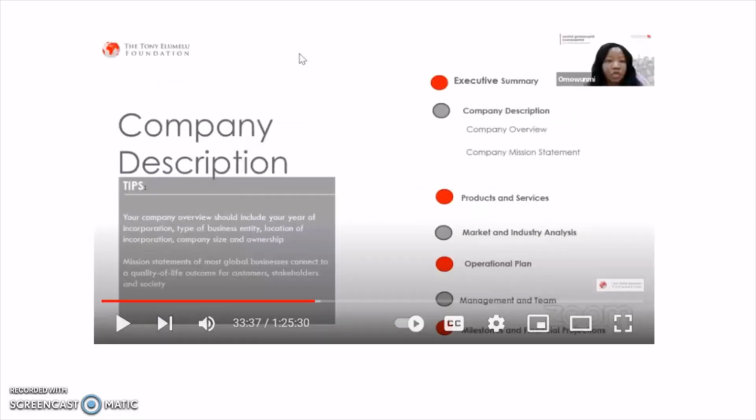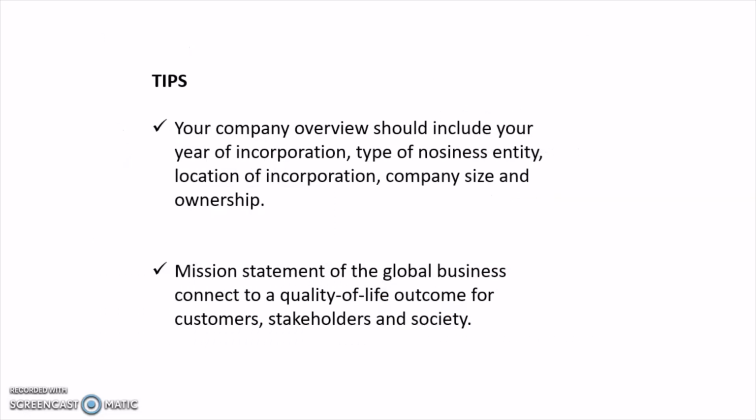The next section is the company description. Now this aspect is more or less about you, the entrepreneur, and the business you're starting. A description of your company. So you have to describe your company based on location, registration, incorporation details, and who is managing it, what is the capacity, and what is the biodata of the person who is managing the business.